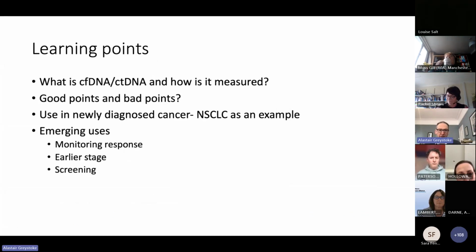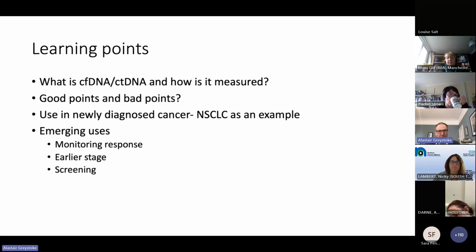What I'm hoping to do in the next 45 minutes or an hour is talk to you a little bit about circulating free DNA, what we mean by it, how it's measured, give you some thoughts as to what I think are good things about it, what are bad things about it, and then how we can use it in patients first presenting with metastatic cancer. I'm going to use lung cancer as an example because this is where it's coming forward very rapidly into NHS practice, but this could be exemplified to other cancer types going forward.